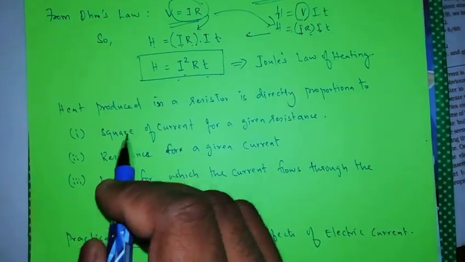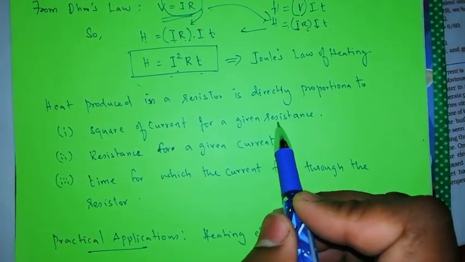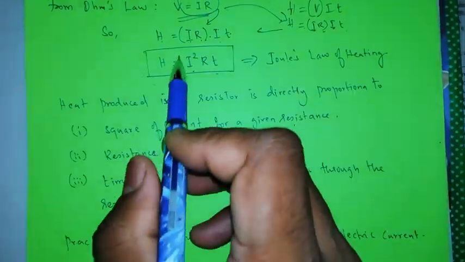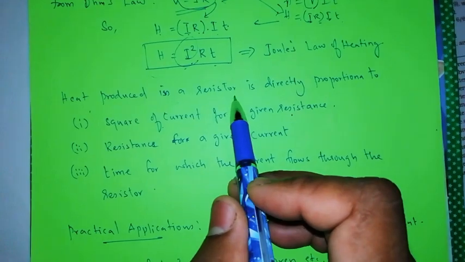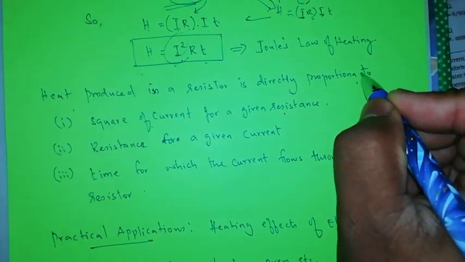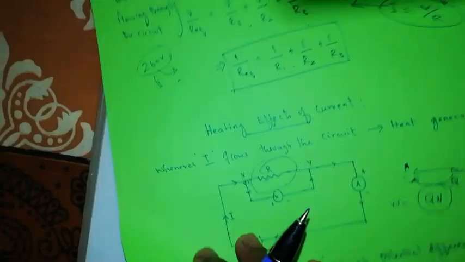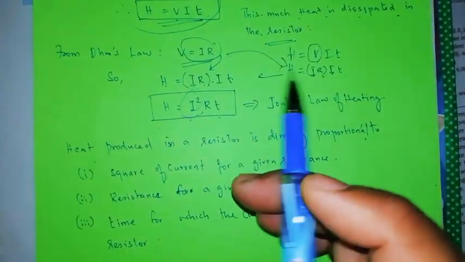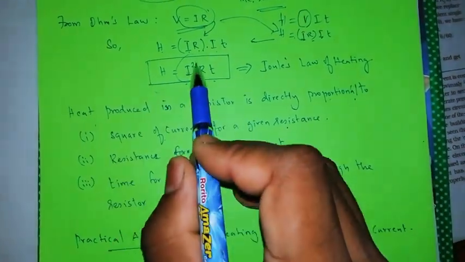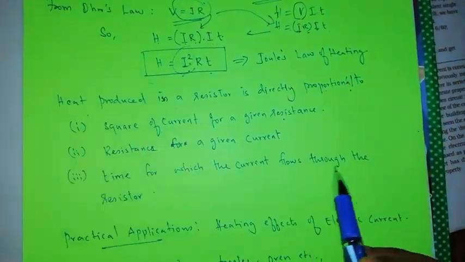What is Joule's law of heating? If you look at this properly, you can understand it. The heat produced in a resistor is directly proportional to the square of the current, the resistance for the given current, and the time for which the current flows through the resistor.